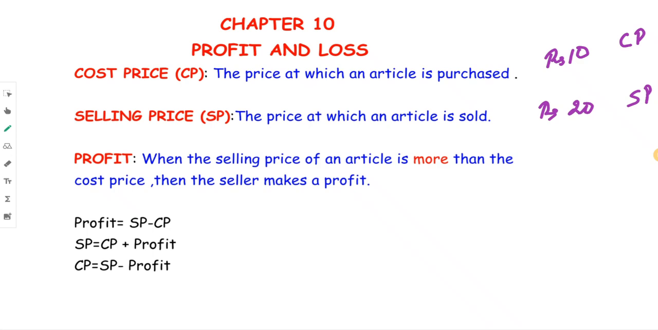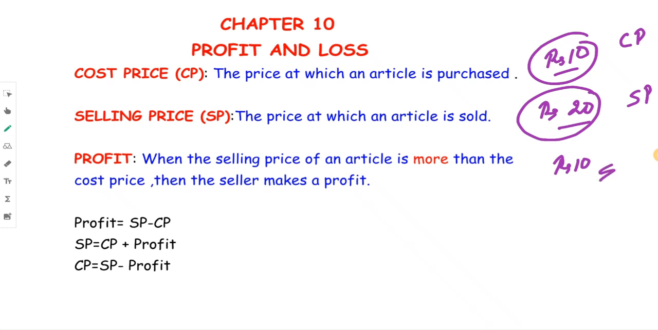Look at the example again. You bought it for rupees 10, but you sold it for rupees 20. Did you make a profit or a loss? You made a profit. Profit of how much? Rupees 10. How did you get that? The selling price minus the cost price. When you subtract these two, you get your profit, which leads us to this formula: Profit equals selling price minus the cost price. That is how you will get the profit.